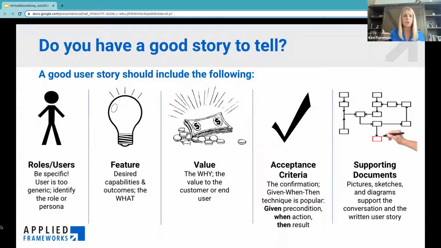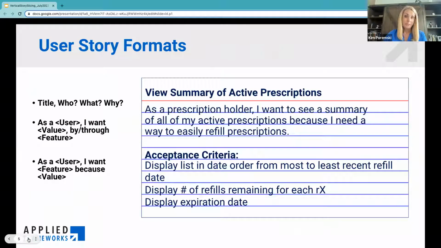But if there are flow charts or wireframes or diagrams or what have you that can also help to convey what that outcome is that we are looking for, then certainly that is perfectly acceptable. There's a lot of different formats people use to write user stories. There's no right or wrong per se.